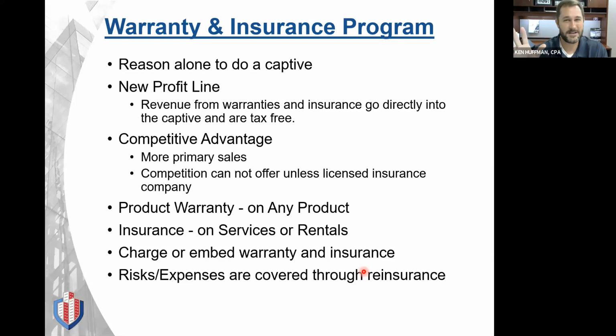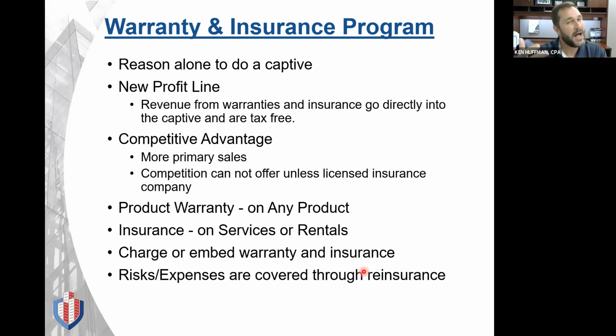Here's another great thing about captives, and it's really reason alone to do it. There's a warranty and insurance program. Now, have you ever gone to Best Buy and bought a TV? What's the last thing that they ask you right before you check out? Do you want a warranty? Do you want to extend a warranty? And you're like, well, it's only 5% of the cost. Okay, I'll go ahead and do it. That's a captive insurance company.